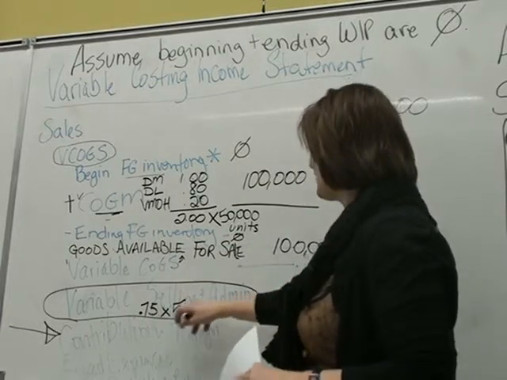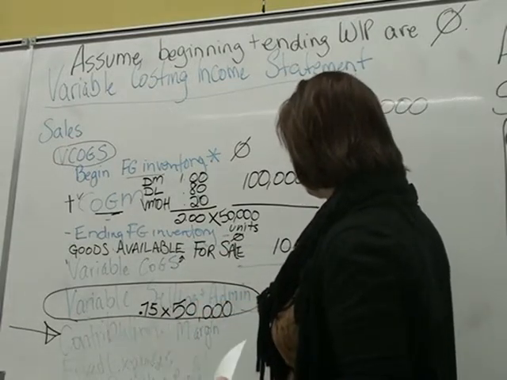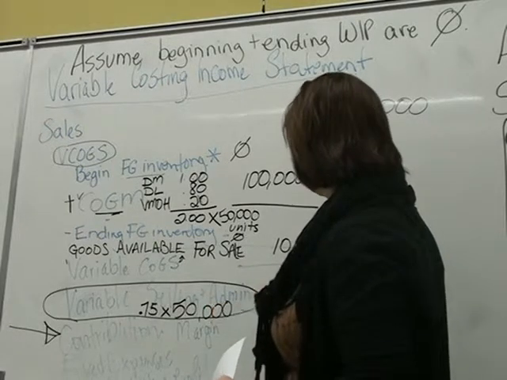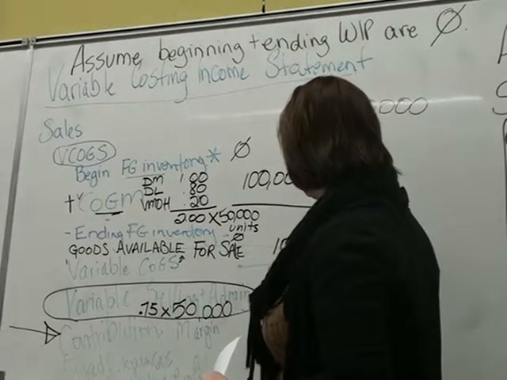Selling and admin are period costs and they're always expensed in the period. So you're going to take your selling and admin expenses and you're going to get 35,000?